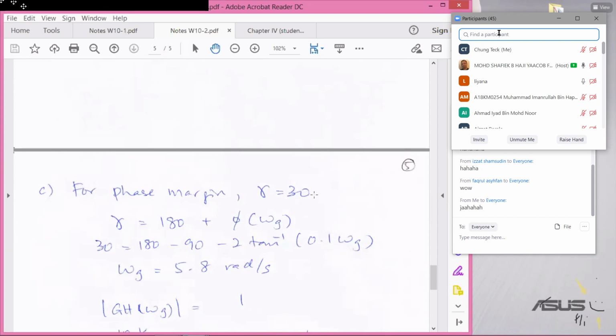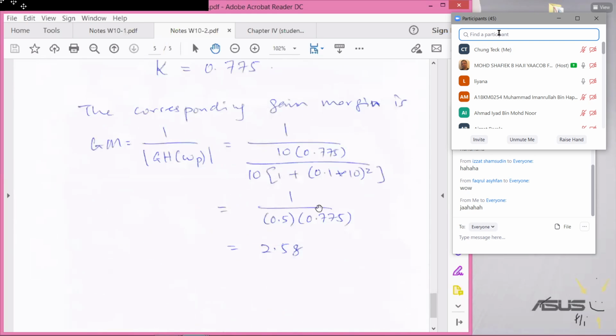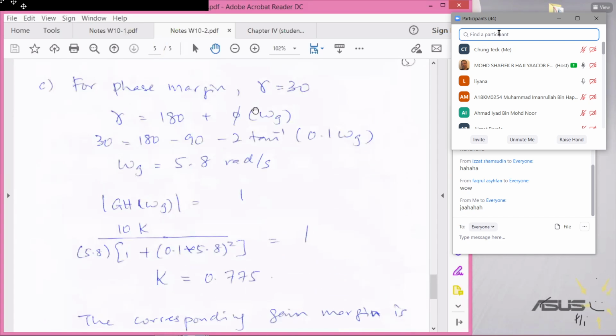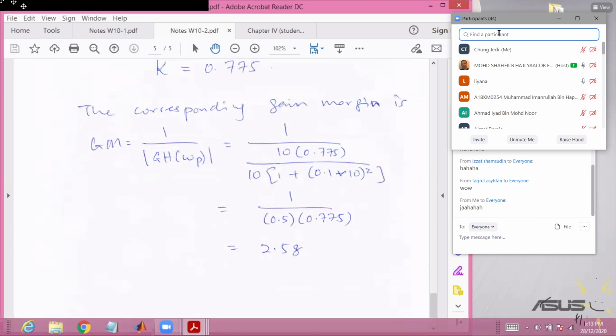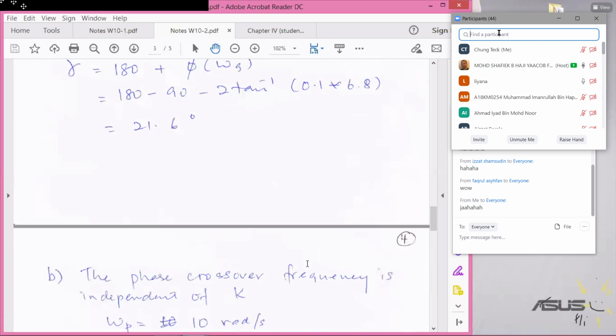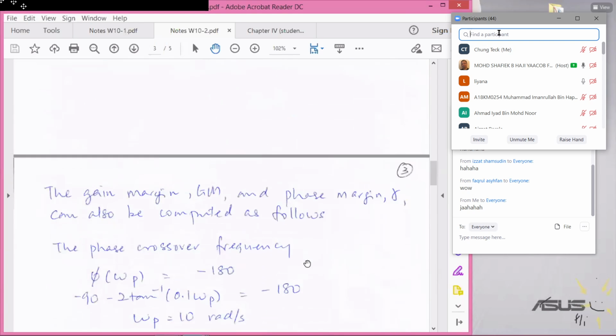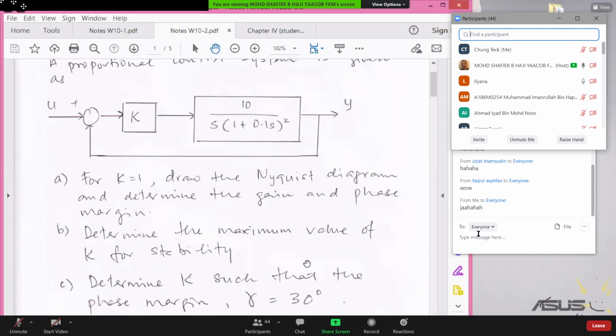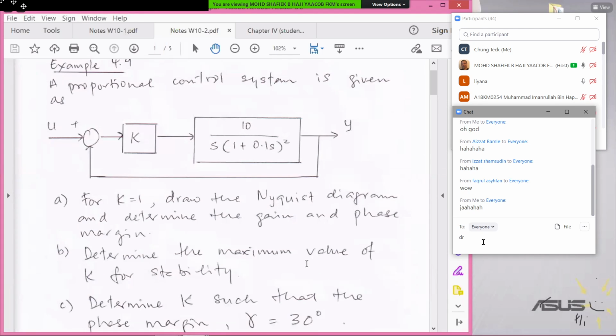Your phase margin is 30, which is already satisfactory. And then your gain margin now is greater than 2. It is now already satisfactory. So with k equals 0.7 here, you already fulfill the requirement of gain margin as well as the phase margin requirement. Okay, so that is what you have to go through for this type of design question. Okay, so that's it. Do you have any question?